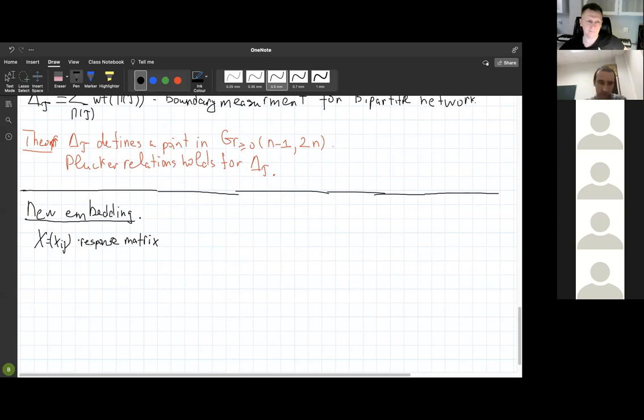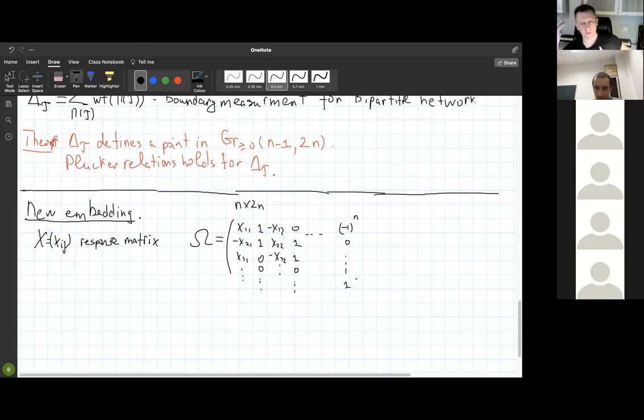We just take this response matrix and take the following omega. It's an n by 2n matrix as follows: x11, minus x21, x31, etc. And here we put 1, 1, and zeros. And here minus x32, etc. And here this vector, and so on. And here minus 1 to the power n, and 1, I suppose.